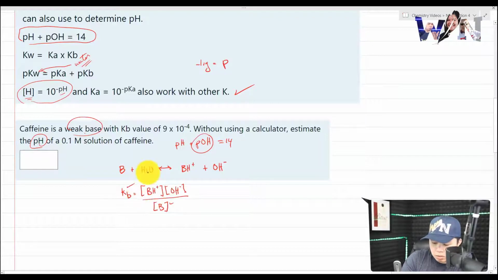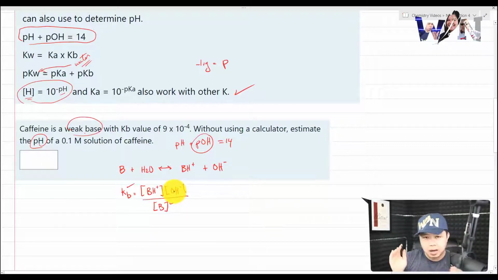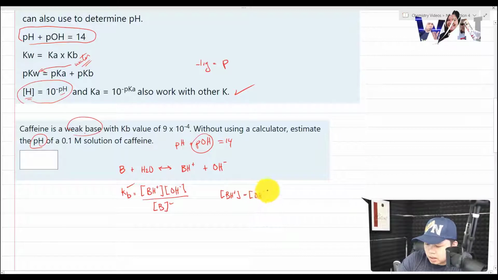Which we know is given to us. I promise you it's given to you, both the values right there. And we can make an assumption that, again, at equilibrium, both of these values are the same. So we know that BH plus equals OH minus. So we can represent that by the letter X. So now we can put an X for those. So X is equal to those values because they are the same. We can use Y, Z, it doesn't really matter. Now we are going to plug everything in. So we have 9 times 10 to the negative 4 equal to, I'm not going to write this formula, I'm just going to write X times X over the value of my base right there, which is 0.1.